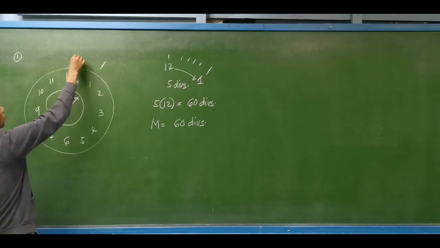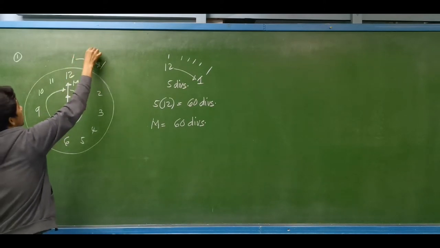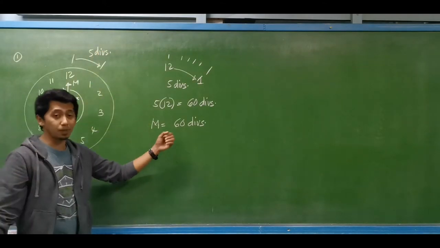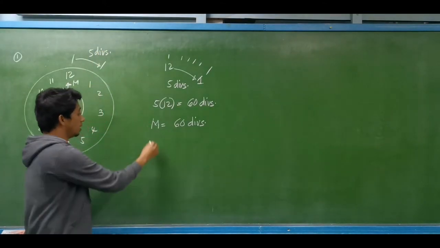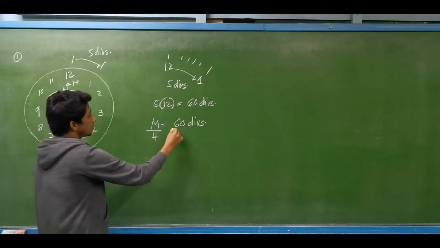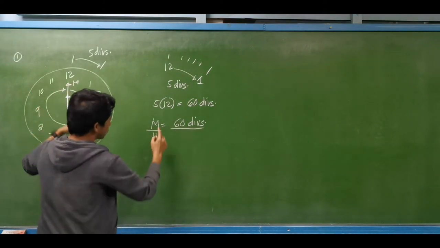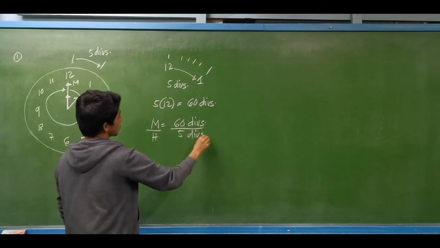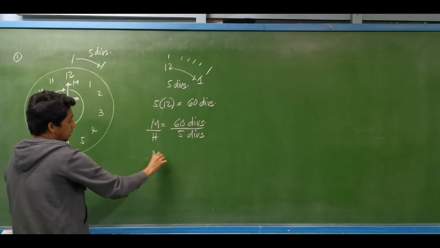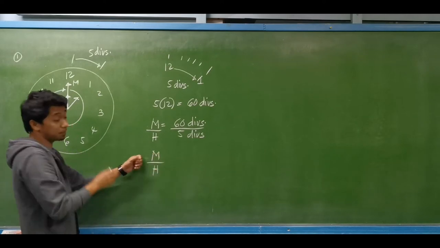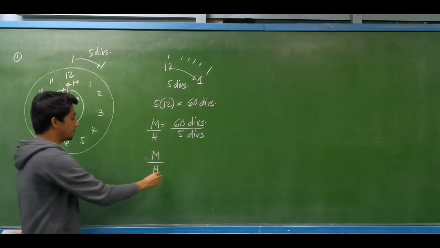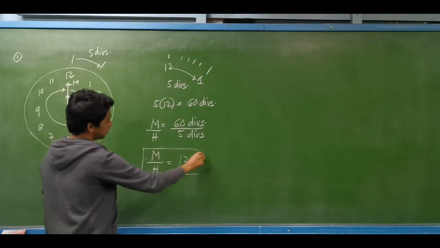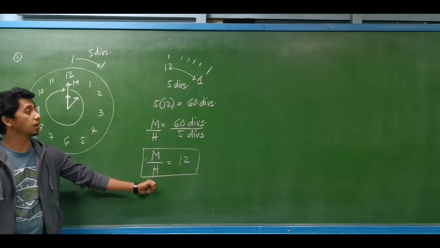How many divisions do we have from 12 to 1? This corresponds to 5 divisions. So if we have the ratio of the movement of the minute hand to the hour hand, after traveling 60 divisions for the minute hand, the hour hand traveled 5 divisions. So the ratio of the movement of the minute hand to the movement of the hour hand is basically equal to 12. So that is one proportion useful for clock problem analysis.